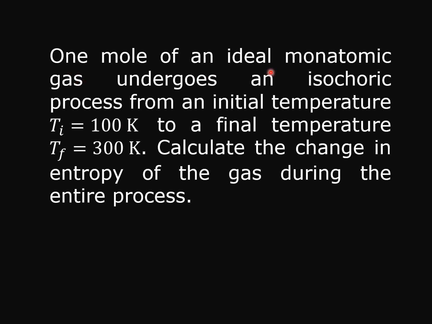1 mole of an ideal monoatomic gas undergoes an isochoric process from an initial temperature Ti equal to 100 Kelvin to a final temperature Tf equal to 300 Kelvin. Calculate the change in entropy of the gas during the entire process.